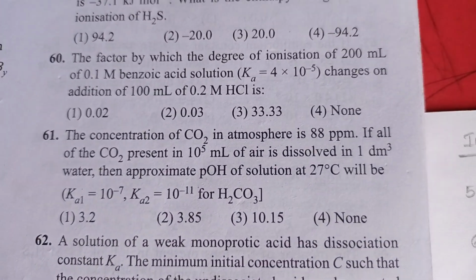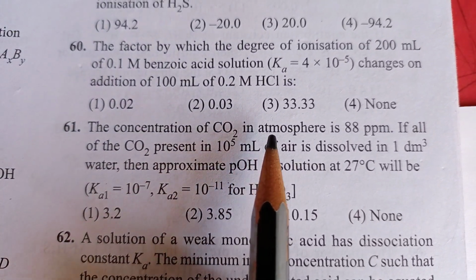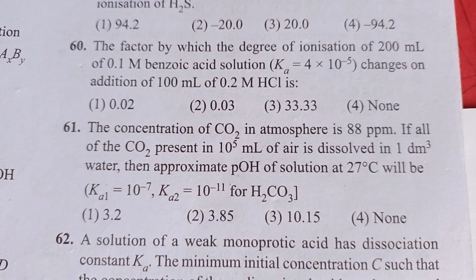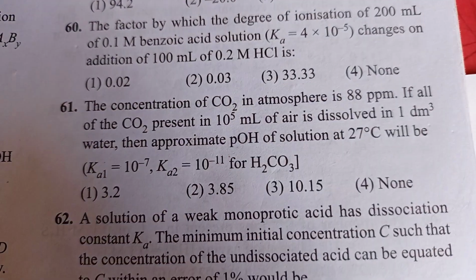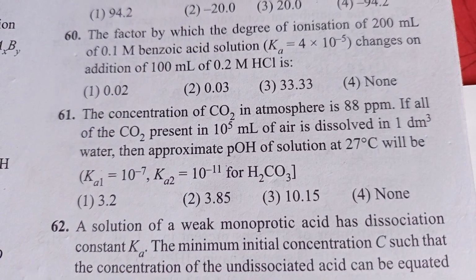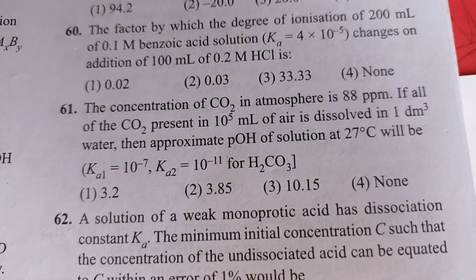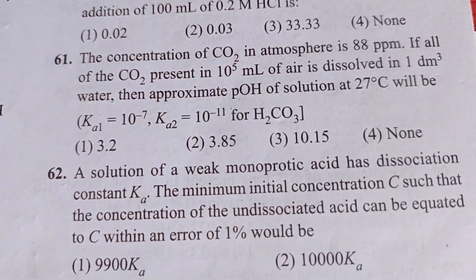Once see the 61st problem. The concentration of CO2 in atmosphere is 88 ppm. 88 ppm means 88 parts per million. Okay? 88 parts per million.